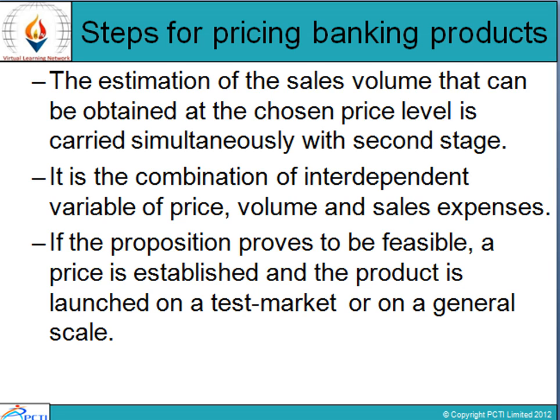The fifth step is very important. If the proposition is proved to be feasible, a price is established and the product is launched as a test market or on a general scale. At this moment, the essential stage is controlling the effective result in comparison to the estimations made and adopting corrective measures. How are they done? They are done by reducing the price, increasing the sales and intensifying the sales promotion campaign in case the results are not as expected.